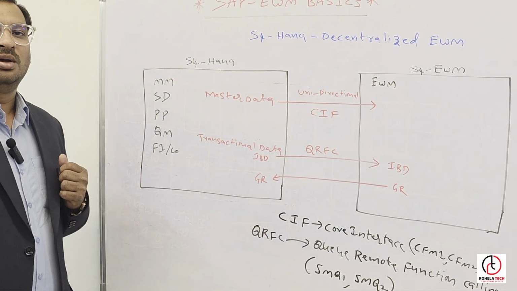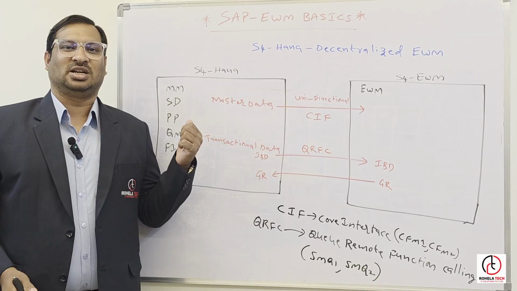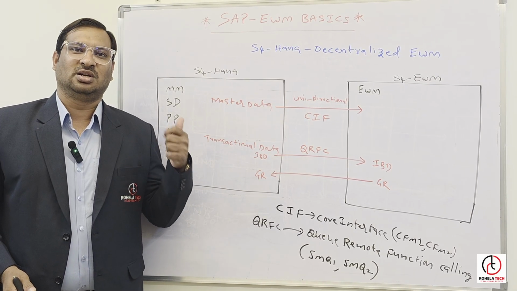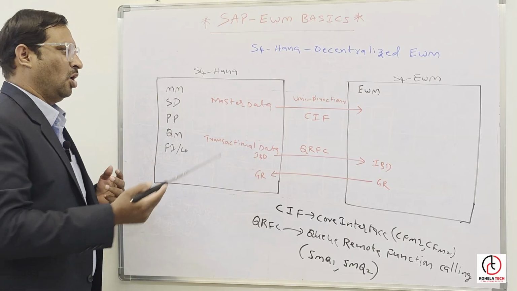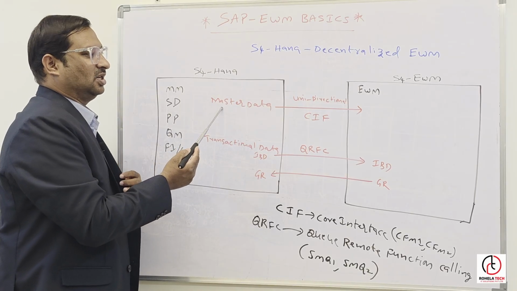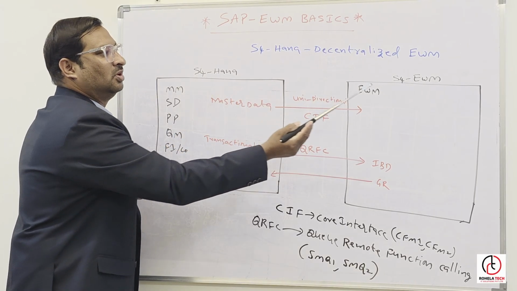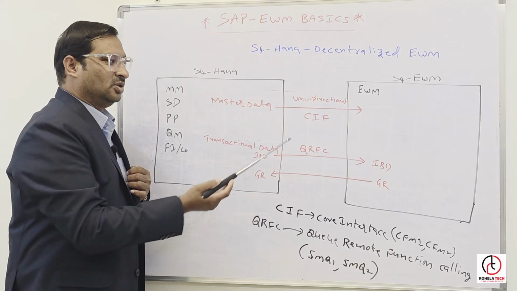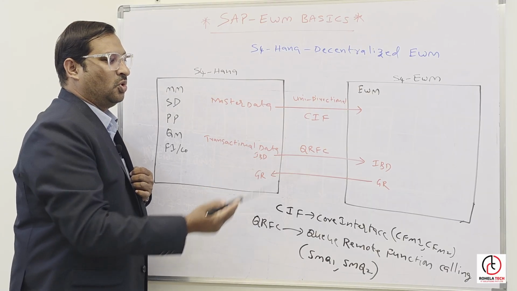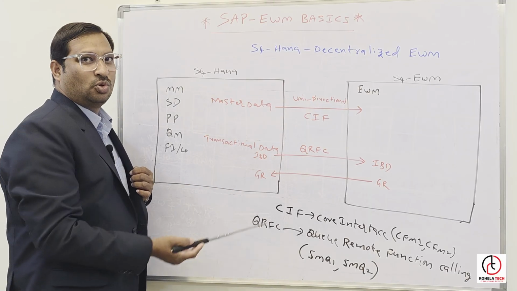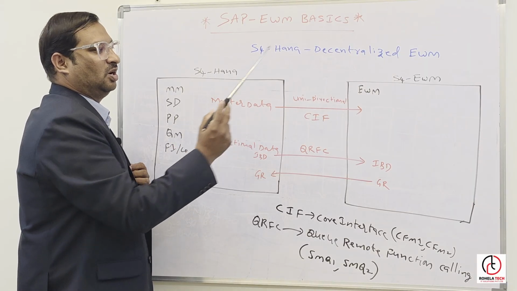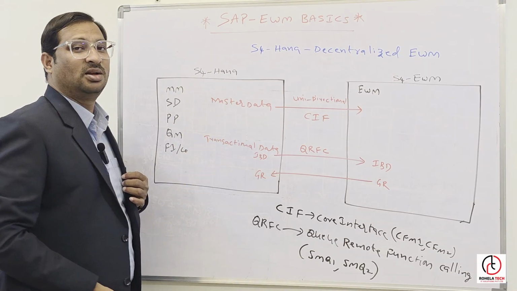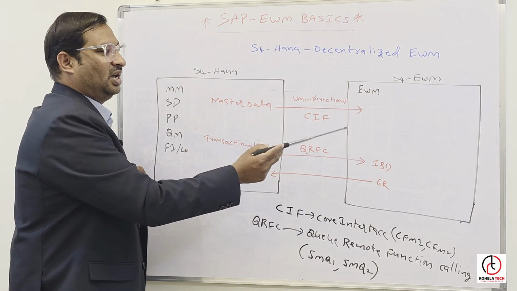Whenever a client creates master data like material master, customer master, vendor master, batch master, how do we push this master data from the S4 HANA system to the S4 EWM system? There is a mechanism called SIF, the core interface. Through this core interface, we can transfer the data from S4 HANA to the EWM system. This is unidirectional, only one-way direction.